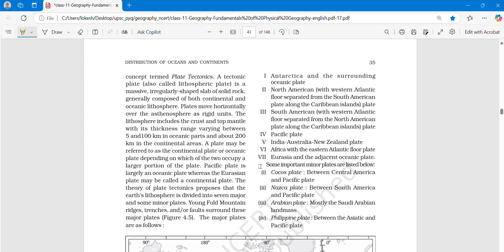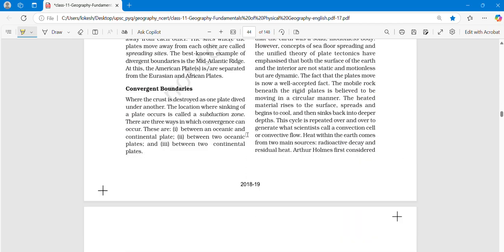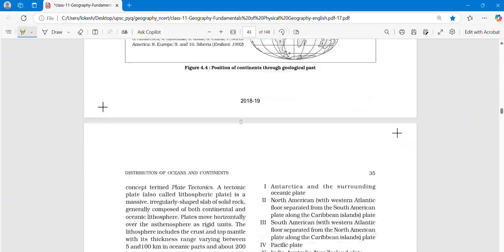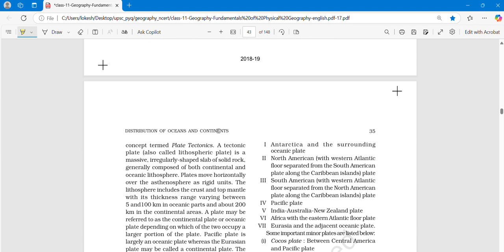How many plates are there? Okay, I have again completed. Hold on, let's complete this.